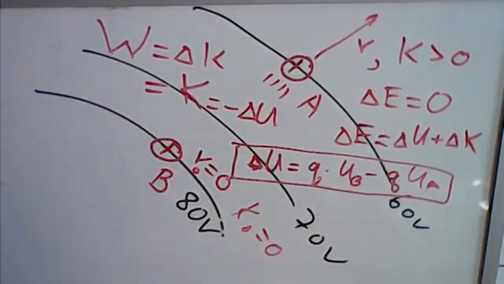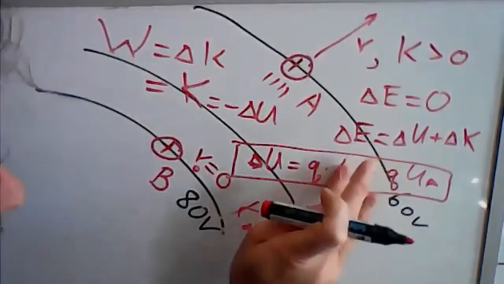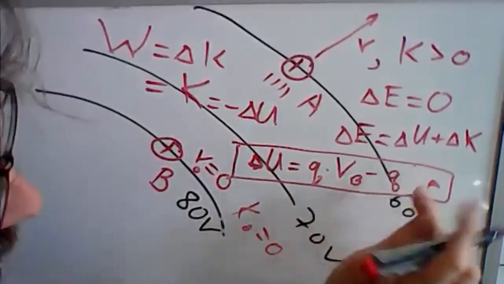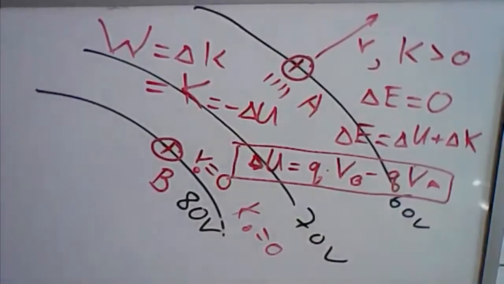You write Q equals Q. I screwed this up. You guys are nice, not saying anything. So this should be V. Sorry. So there we go. QVB minus QVA. Okay, correct? Good now? Sorry about screwing that up, but now we're good.